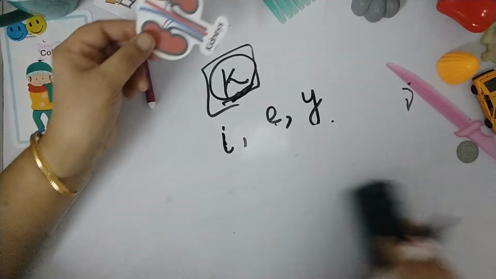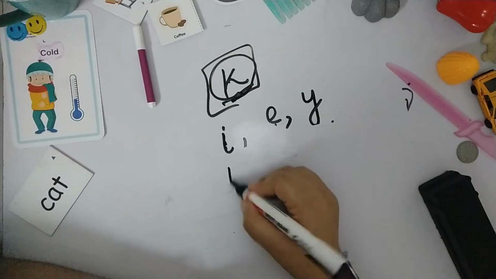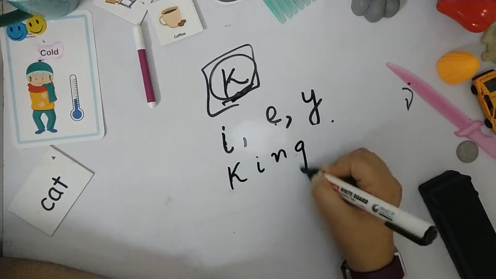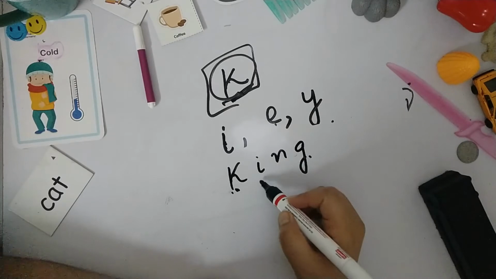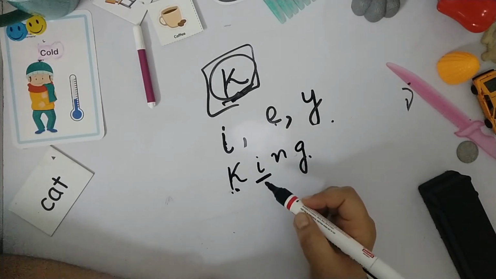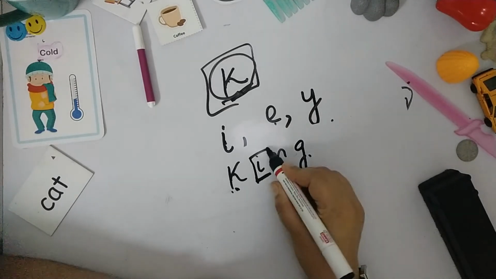Similarly, let's take another example, king, as toddlers are aware of king and queen. So after k sound, what is the toddler hearing? King, E. So E sound is of I.